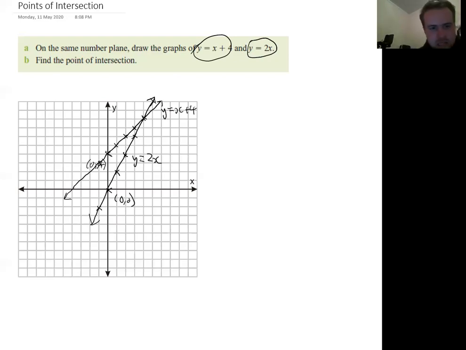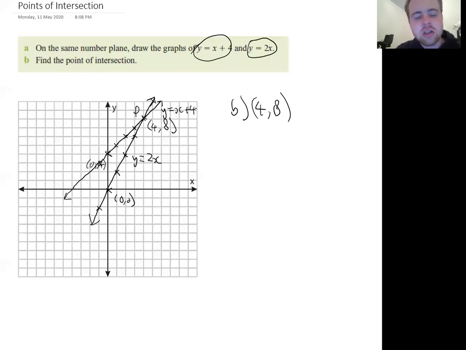So where was our point of intersection? It was here. And what point is that? Well, it's when x is 4 and y is 8 is our point of intersection, just here. Okay, so we've drawn the two graphs on the number plane. We've found the point where they overlap, and it's at 4, 8. So we've found B, which is 4, 8 are our coordinates there.